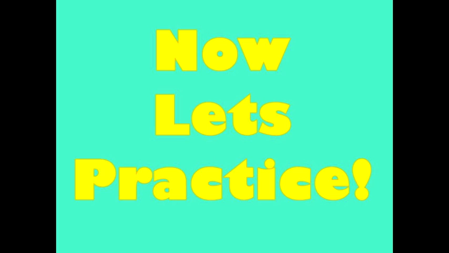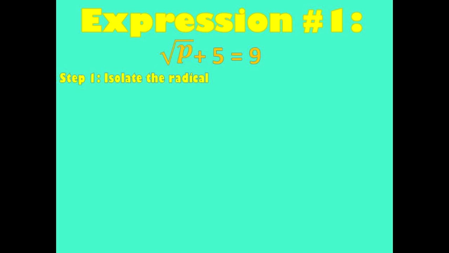Now let's do some practice questions. Expression number 1. Step 1, isolate the radical. To isolate the radical, you would subtract 5 from each side. Then you are left with 4.